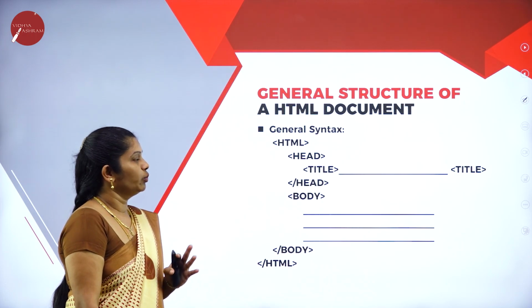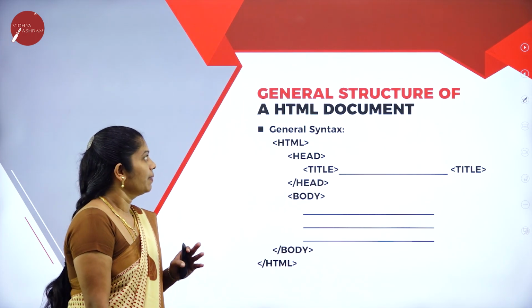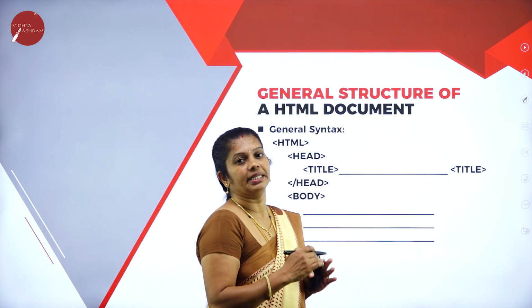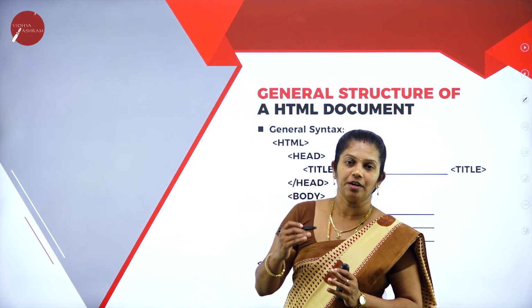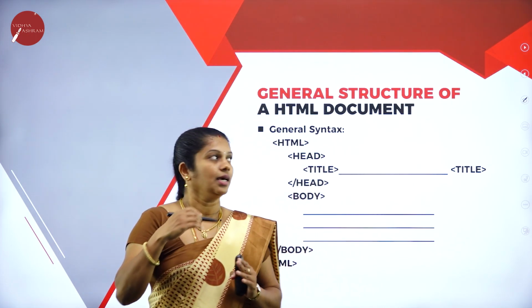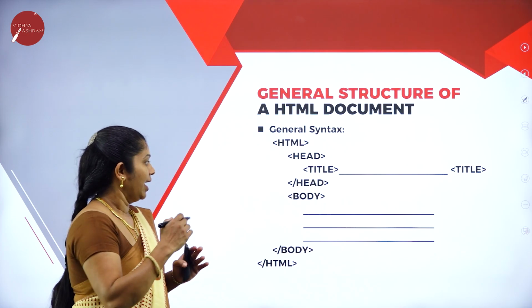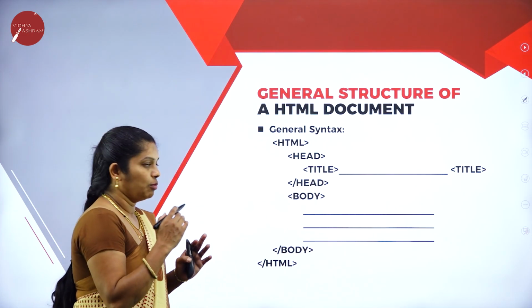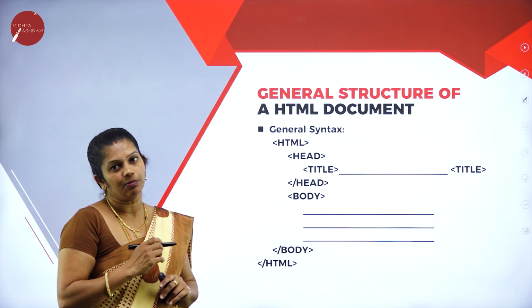Now we want to explain the general structure of HTML. If I want to write any HTML program, then an HTML document contains two parts: one is the head part and the other is the body part. The head part contains the title of the document and the body part contains the actual information. So in HTML, there are two parts, the head part as well as the body part.